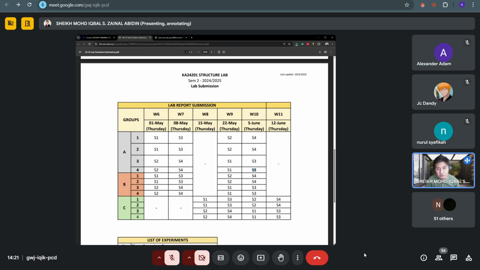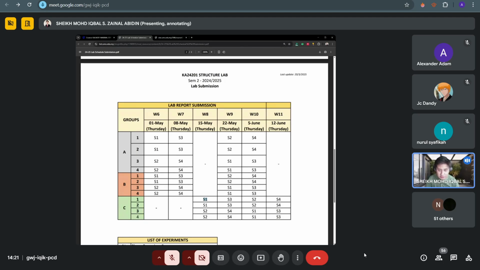So just refer to the lab report submission table here, right? Not everyone will be doing the same lab and submitting the same lab report. It's mixed, depending on which group you are assigned to. For example, on the 1st of May, group A1 will be submitting the S1 lab report, but group C are not submitting anything until the 15th of May, where they submit their first S1 lab report. So it depends on your group, all right?